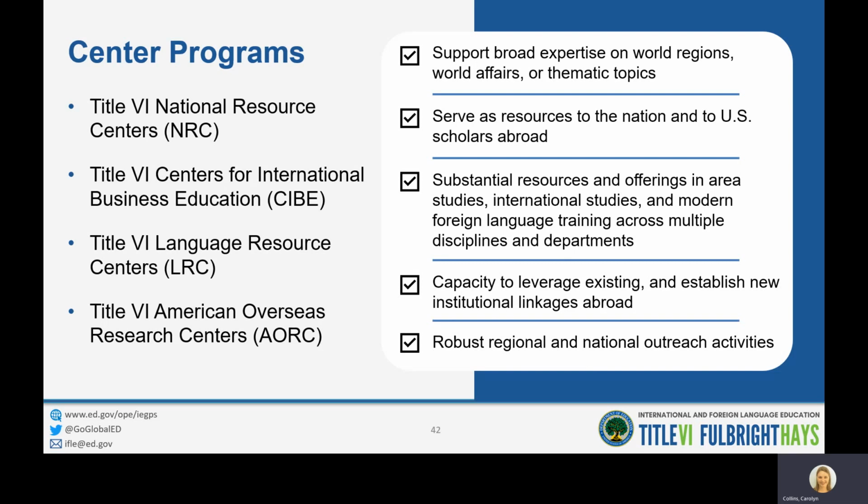So the NRCs, the CIBEs, the LRCs, and the AORCs, they're really national resource centers. They're understood to be the experts on whatever they're doing. So the National Resource Centers are the experts on their particular world regions or topics of focus. You know, let's say Latin America or Russia and Eastern Europe. Those NRCs are really go-to places for the nation. Whenever the public needs more information about a particular topic or needs to find experts who speak a particular less commonly taught language, the NRCs are a resource for that.